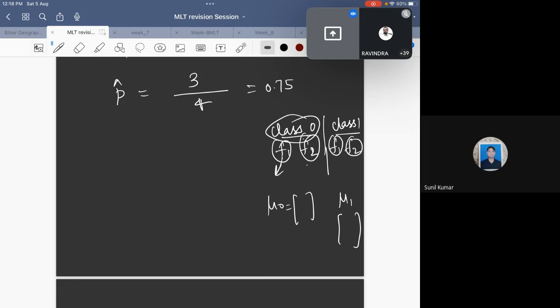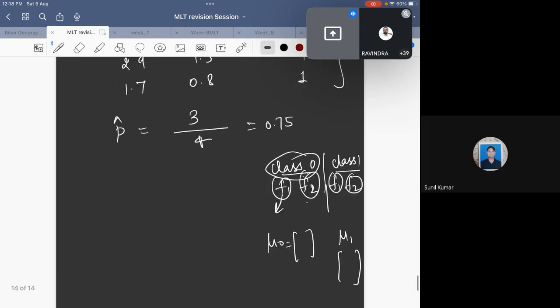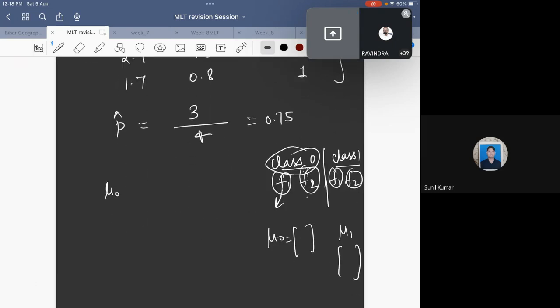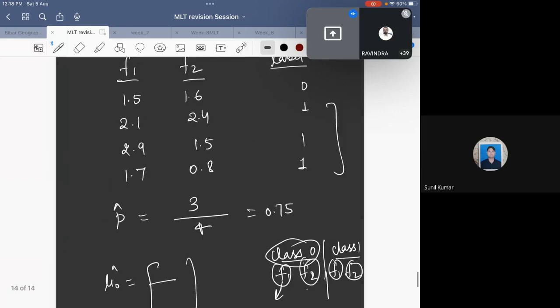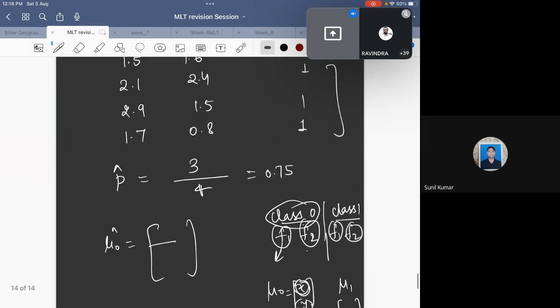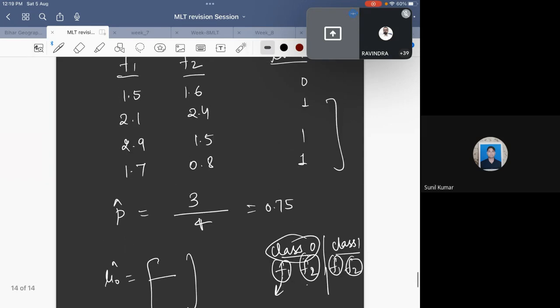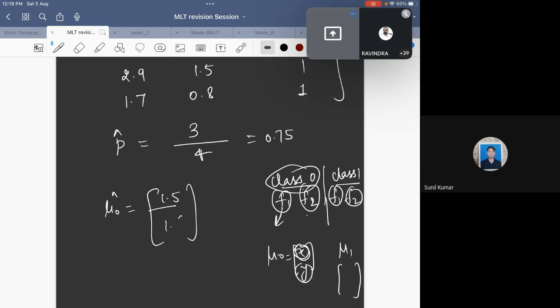And if you have been asked to calculate the mu naught, it should have two values, the x coordinate and y coordinate. What should be the mean of the x coordinate? Just add all the values of f1 and divide by the number of terms. Similarly you get the y coordinate. So it has two values, right? How will you calculate that? First you have to calculate for class 1. For class 1 you have only one data point, so what should be the mean? It should be 1.5 and 1.6.